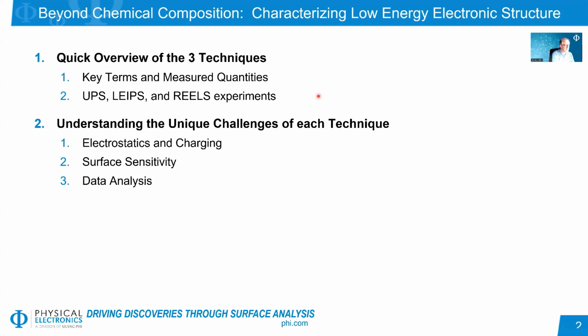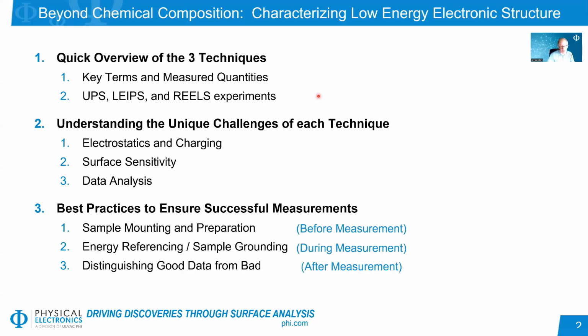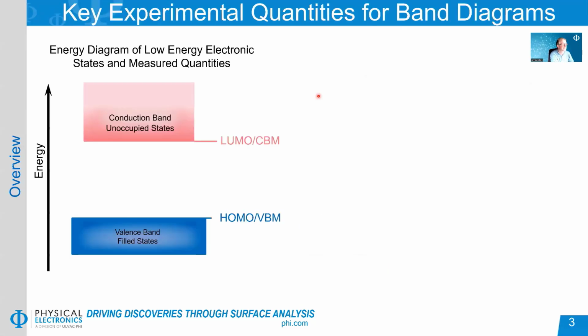And then finally, we're going to talk about how we can overcome these. And this is going to be things you can do before you do your experiment, things that you can do during your measurement, and then once your measurement is done, how do you know if it was good or not? So how can you distinguish good data from bad? So that's going to be the plan for this talk.